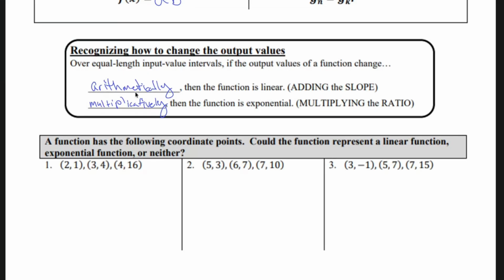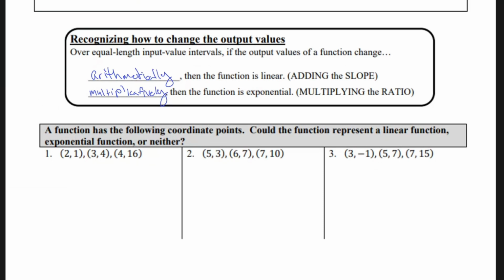Basically, what this is saying is if you're adding or subtracting from one number to the next for your y values, as long as the x values are consecutive, it's linear. If you're multiplying to get from one to the next, it's exponential. So this equates the linearness of a function to it being arithmetic, and it equates the geometricness to it being exponential.